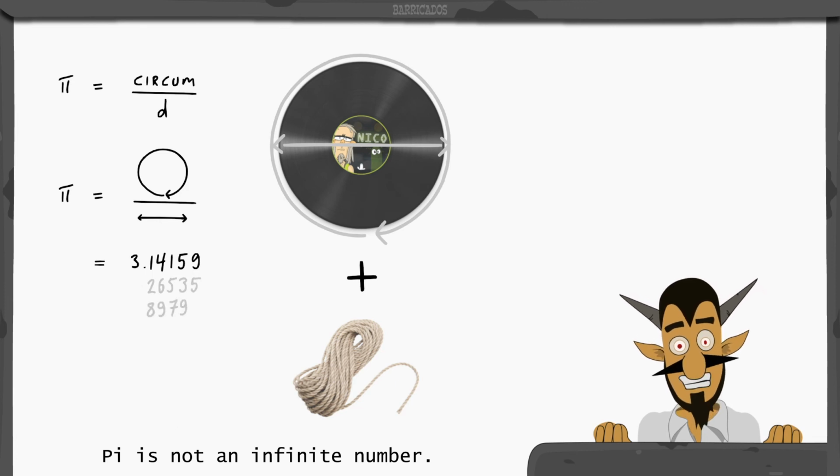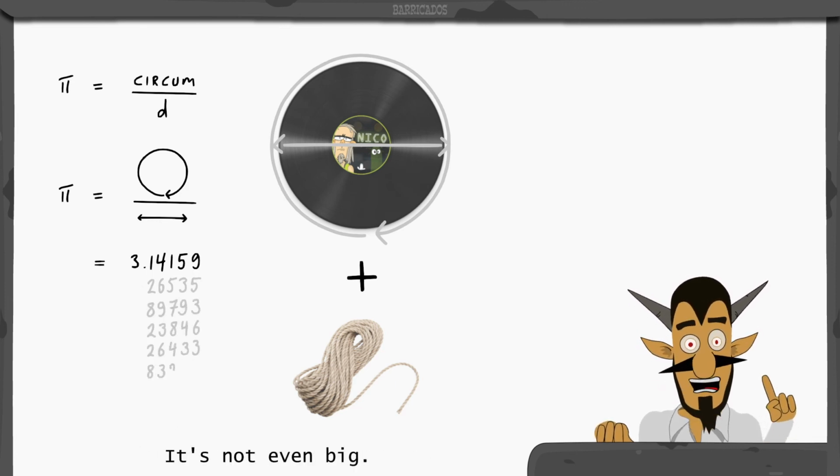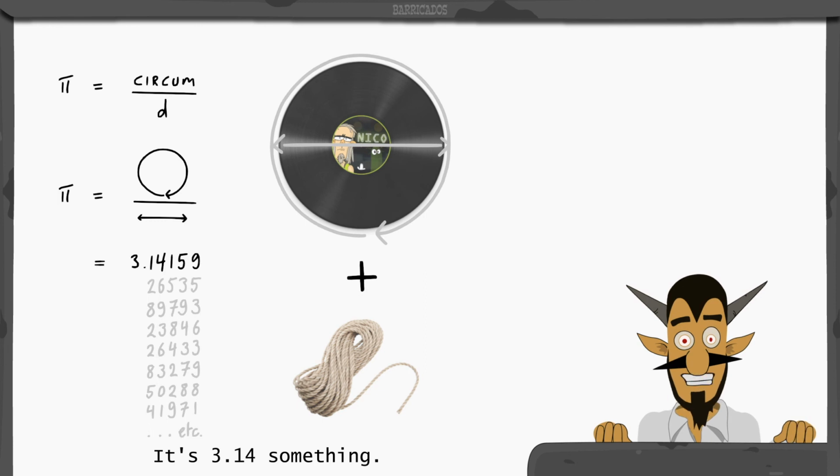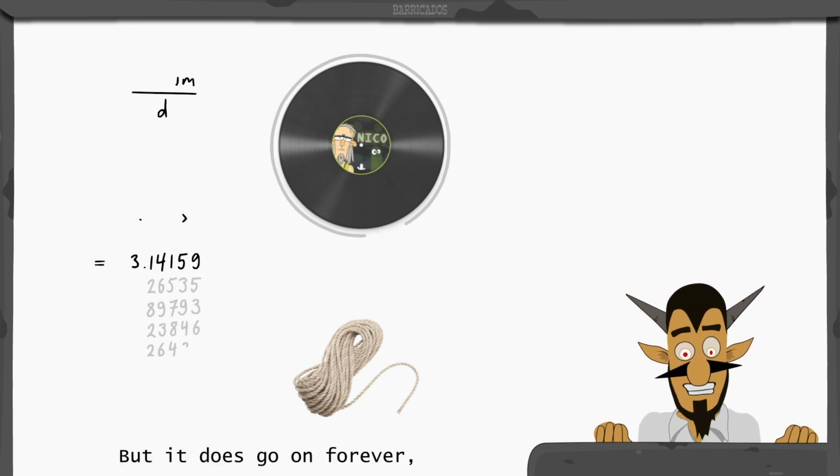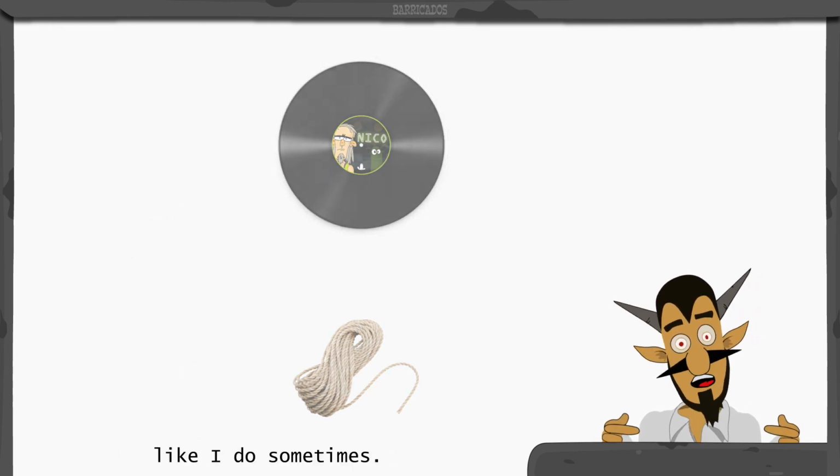Pi is not an infinite number. It's not even big. It's 3.14 something. But it does go on forever, like I do sometimes.